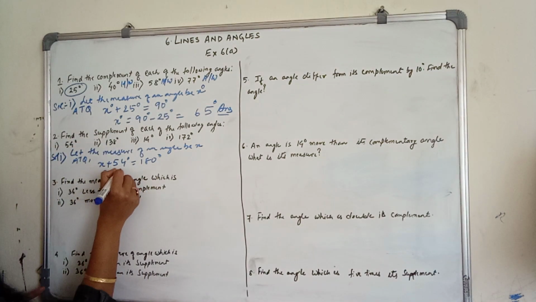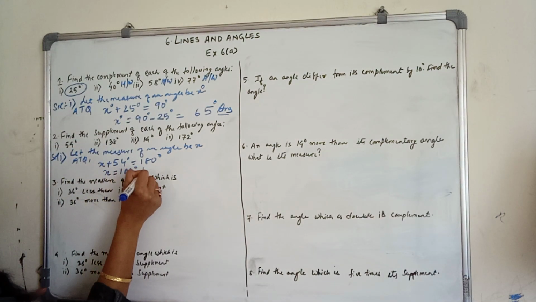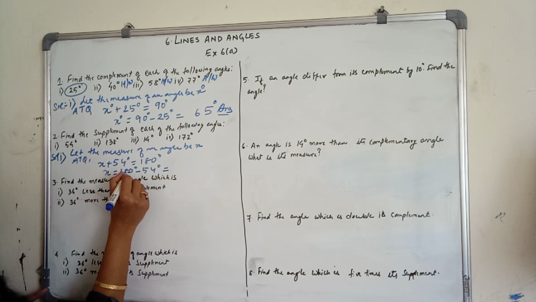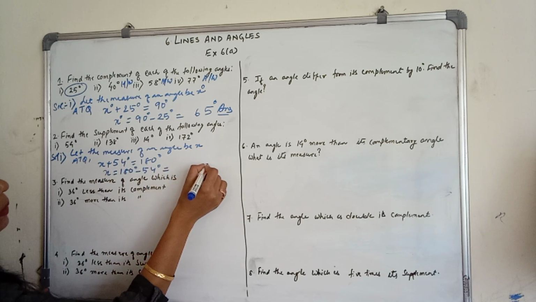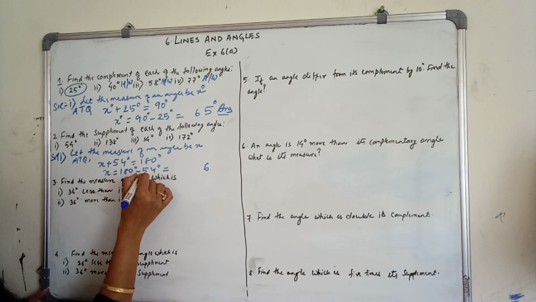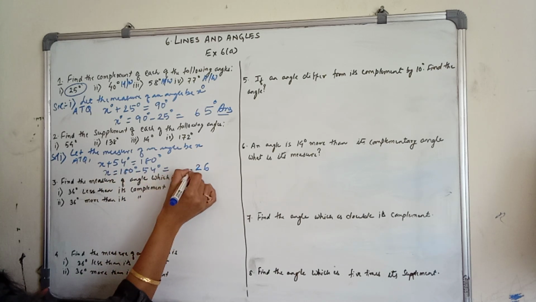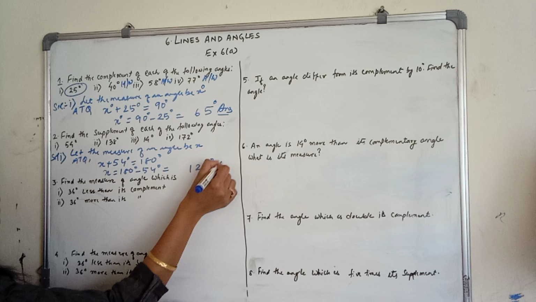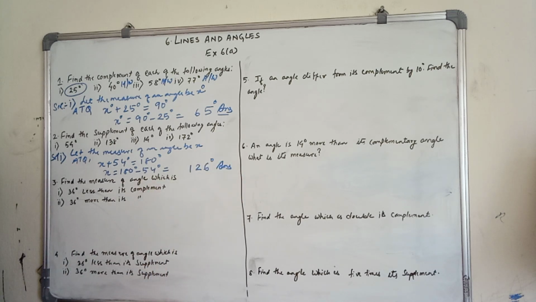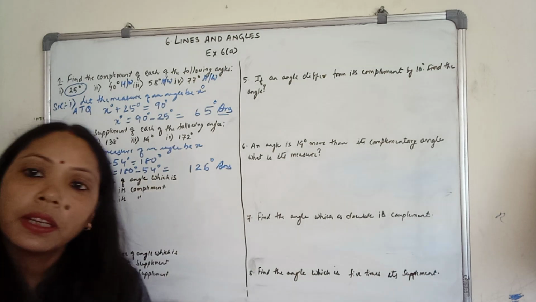So x is equal to 180 degrees minus 54 degrees. Subtract it. 10 minus 4 will be 6, 7 minus 5 is 2, and this is 1. So this is 126 degrees. So 126 degrees is the answer to this question.